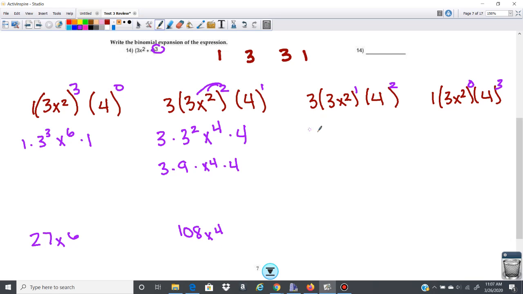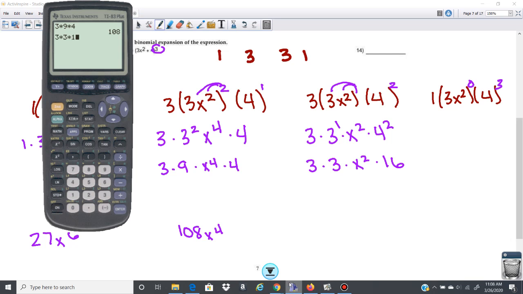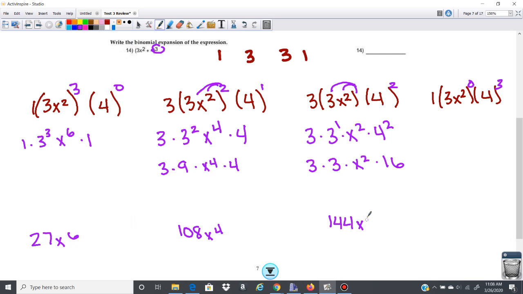Okay, next one you have 3 times 3 to the first, x to the 2 times 1, x squared, and 4 squared. So 3 times x squared times 16. 3 times 16 gives us 144 x squared. And then the last term you have 1 times 3 to the 0, that's all 1. Anything to the 0 power is 1, times 4 cubed. 4 cubed is 64, so 1 times 64, 64.